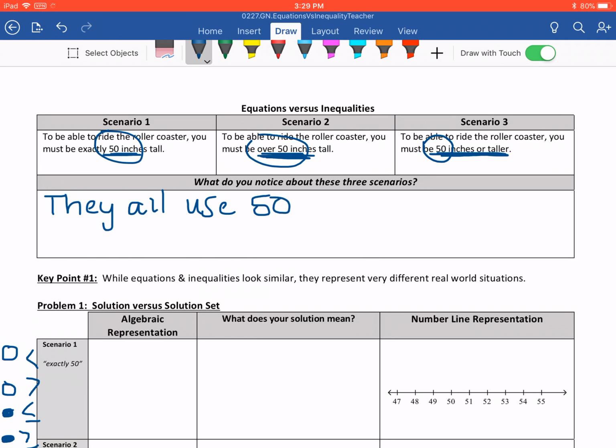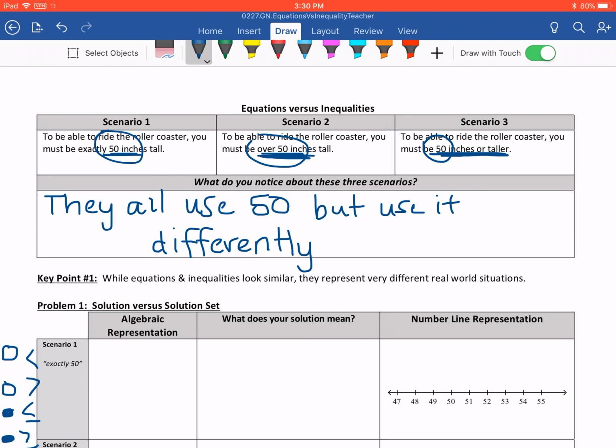But are they all exactly the same? One says exactly 50, one says over 50, and one says 50 inches or taller. So they're not all exactly the same. They all use 50, but they do it differently. So each of these situations uses 50, but they use them differently. And we're going to go into that in a little bit more detail in a second.